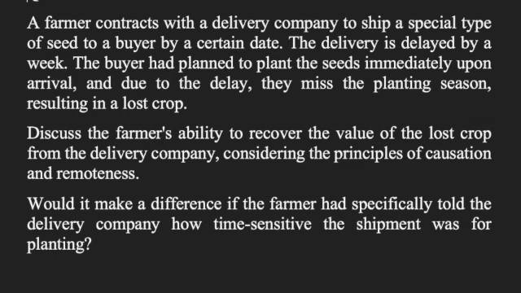Yeah, and seeing how that single act of telling the delivery company about the planting window potentially changed the outcome under remoteness, that really drives home the practical importance of clear communication in contracts, doesn't it? Absolutely. It highlights how managing expectations and potential risks before things go wrong is so vital.